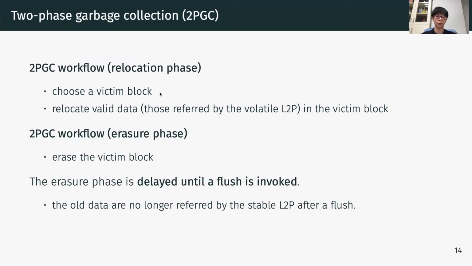To address this issue, SCFTL uses a simple protocol called two-phase garbage collection, or 2PGC for short. 2PGC simply decouples the standard GC into two phases, the relocation phase and the erasure phase. The key difference between 2PGC and standard GC is that in 2PGC, the erasure phase is delayed until a flush is invoked. The reason 2PGC works is that after a flush, the stable L2P is the same as the volatile L2P, and therefore, the old data are no longer referred to by the stable L2P after a flush.